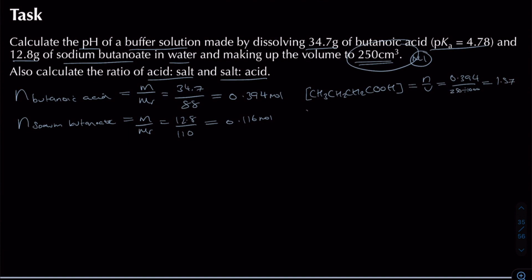I can do the same thing, find the concentration of sodium butanoate, which is going to be CH3CH2CH2COONa. And to find the concentration, again, number of moles divided by the volume, and that's going to be equal to, in this case, right, 0.116 divided by the actual volume, which is going to be 250 over 1,000.